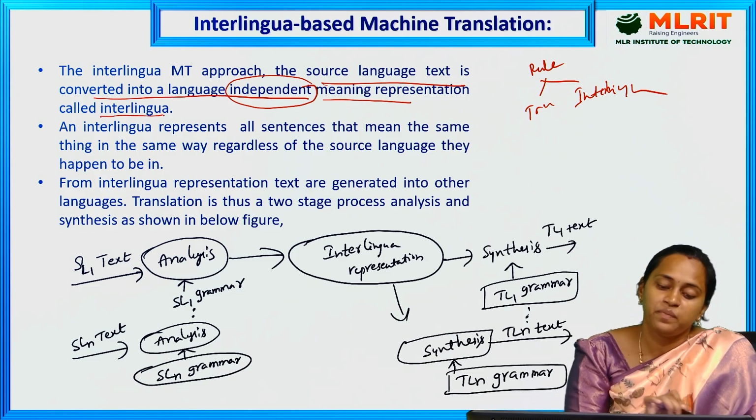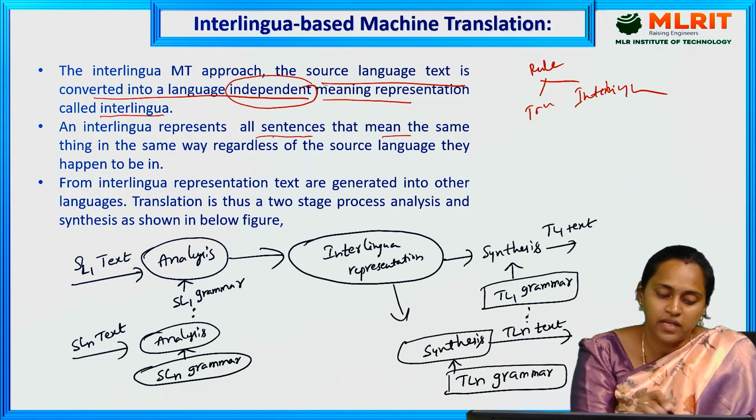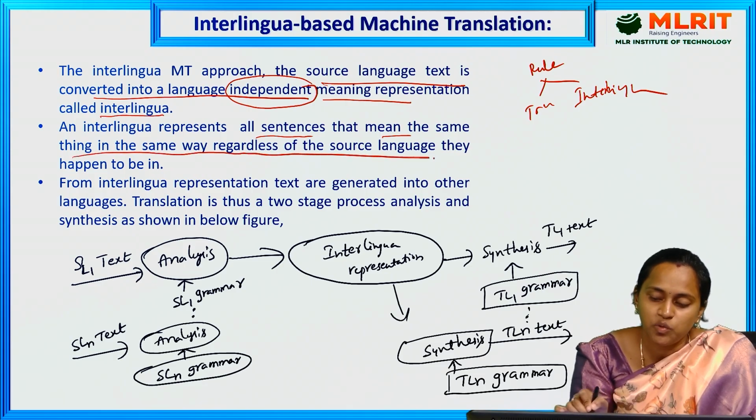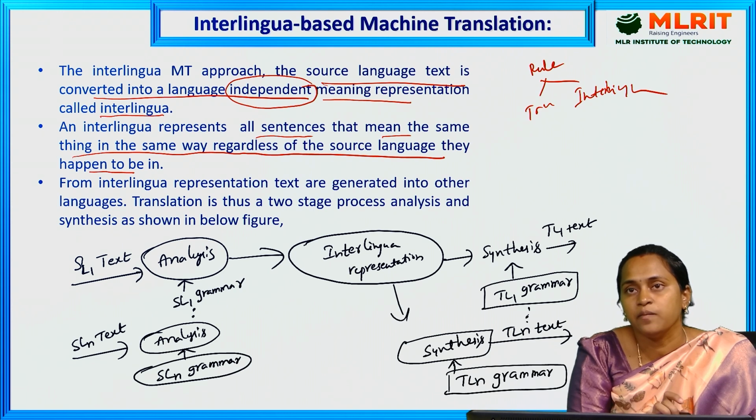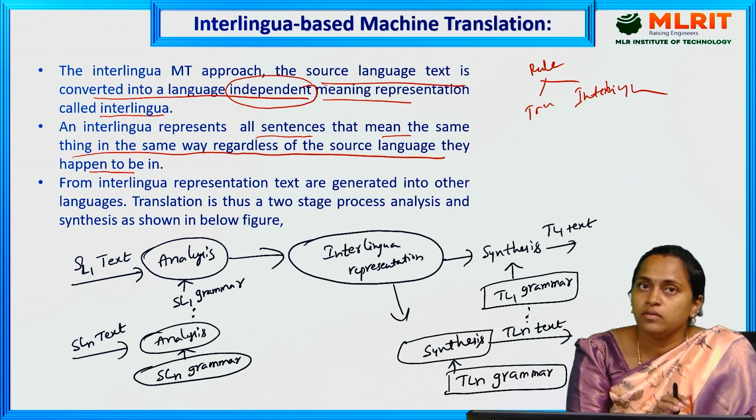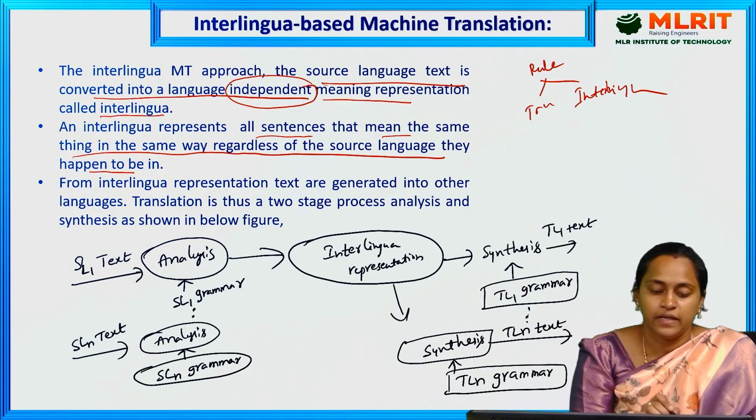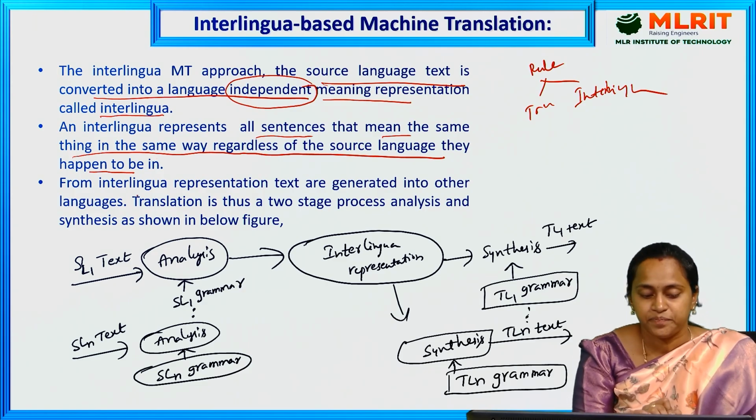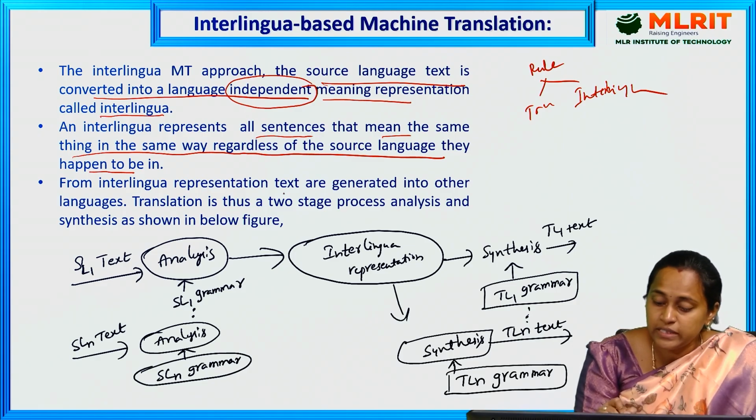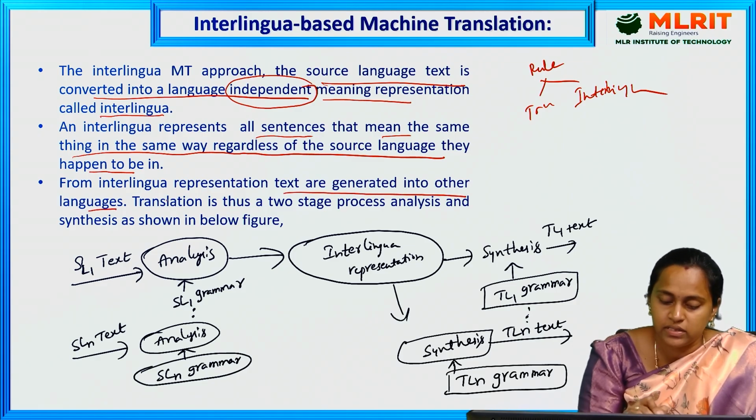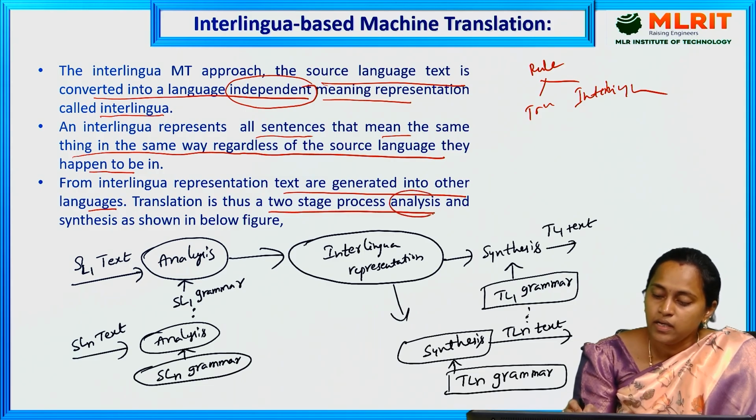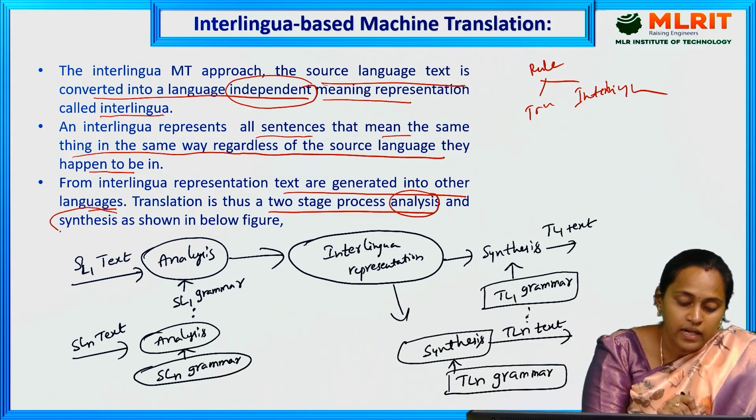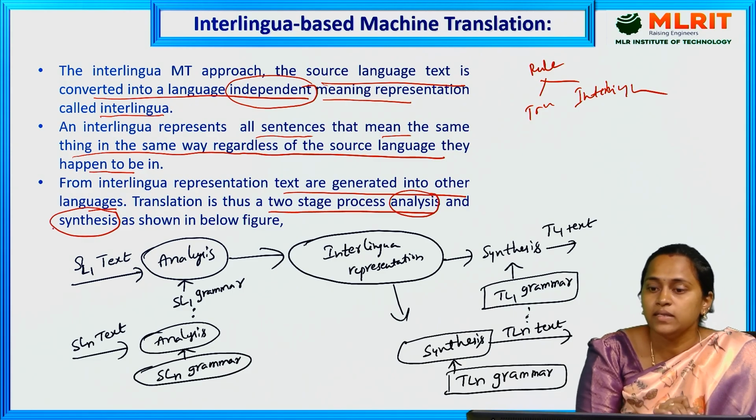An interlingua represents all sentences that mean the same thing in the same way, regardless of the source language they happen to be. That means it represents all the sentences of the same meaning. There is no change in the meaning. A little rearrangement may be needed, but the meaning will not change. From the interlingua representation, text is generated into the other languages. Translation is a two-stage process, which we already discussed in the previous slide: analysis stage and synthesis stage, right?